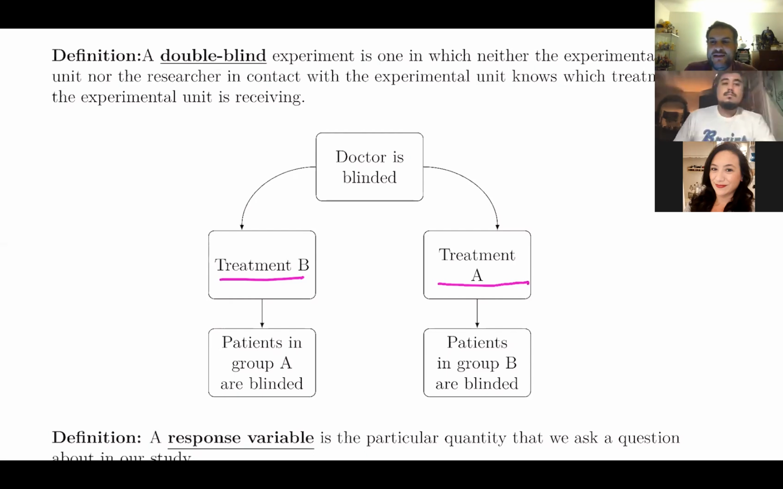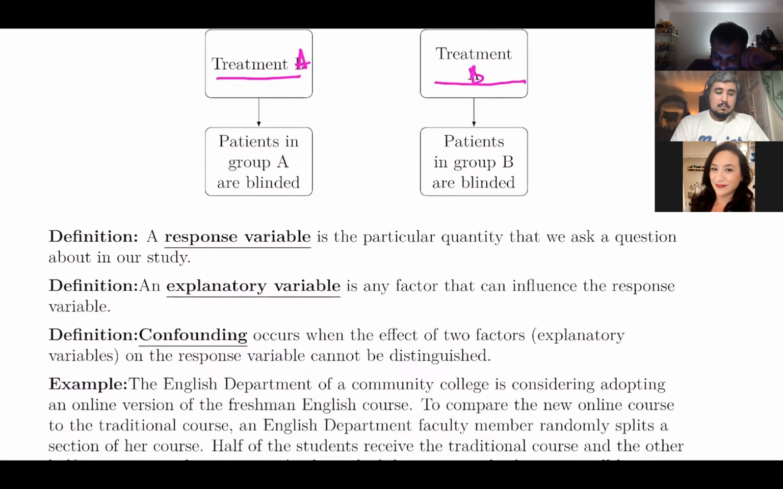Correct. It prevents bias from the doctor, because we don't want there to be any sort of bias. So you want the double blinding. Any questions in regard to single blind or double blind? Sweet. All right, so let's move on down.